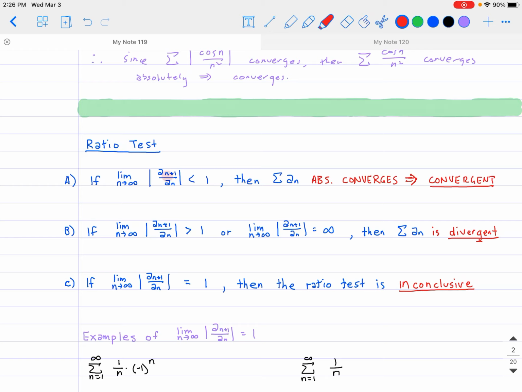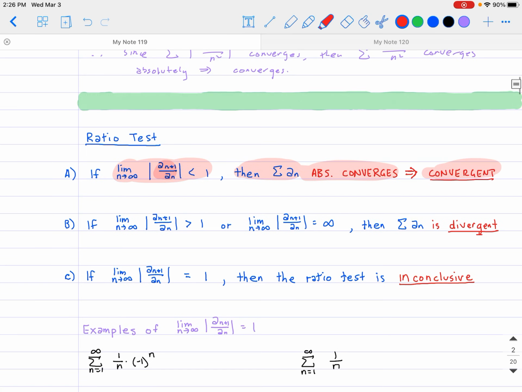If you take the ratio of two arbitrary terms, and we're going to take the absolute value of it because we don't know if they're going to be positive or negative, and as I take the limit as n approaches infinity, if that ratio is less than 1, then we say that the series is absolutely convergent, and therefore the series itself is convergent.